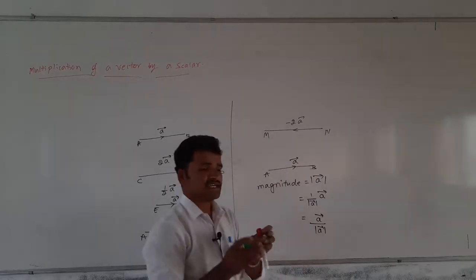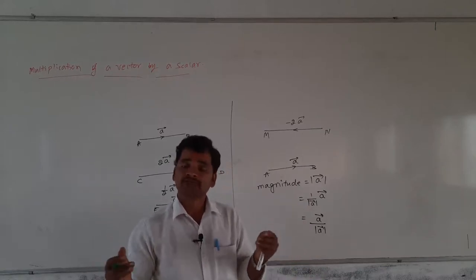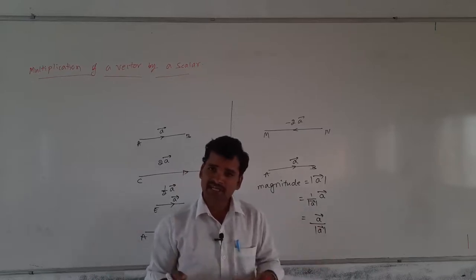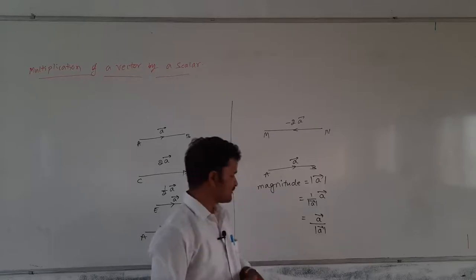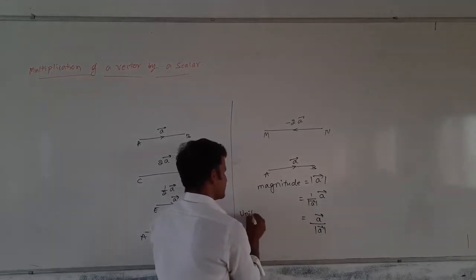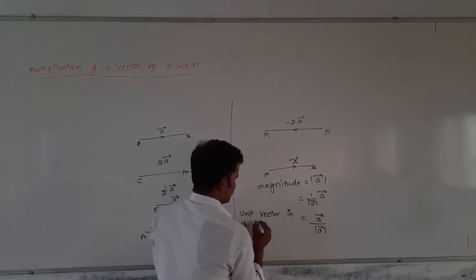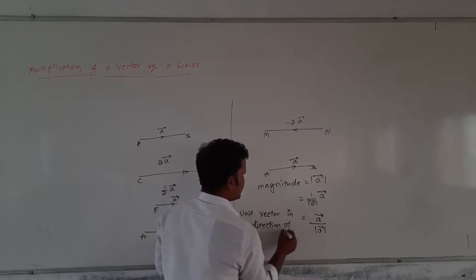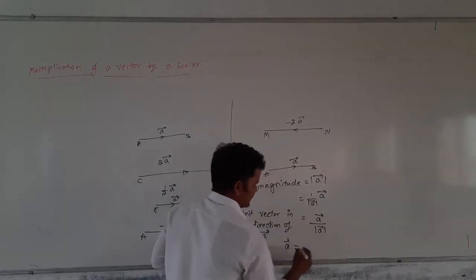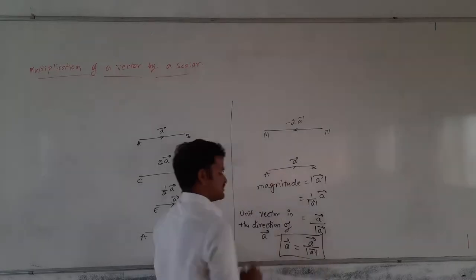Suppose this vector A is 10 centimeter in length. If you divide by 10, what happens? It becomes 1. So here we say, vector A by magnitude of vector A is nothing but the unit vector in the direction of vector A. It will be represented as A cap. A cap is equal to vector A by magnitude of vector A. This is an important concept here.